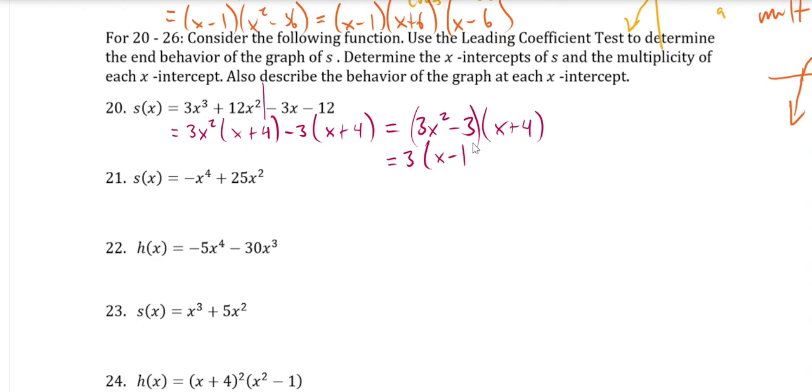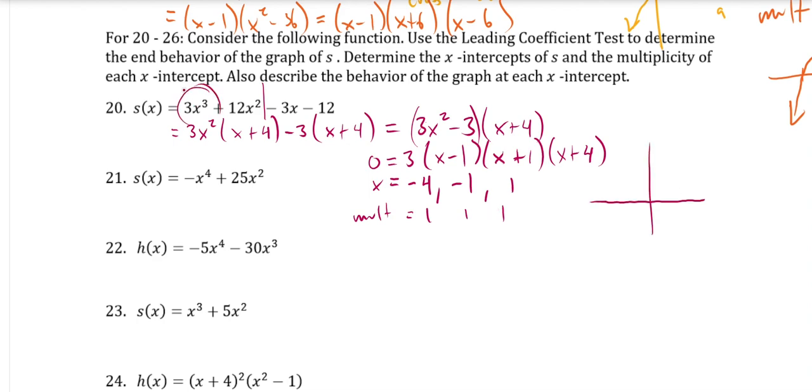And that factors as a difference of squares. Now, setting that equal to 0 and solving, we'll get x equal to -4, -1, and +1. And our multiplicities of these zeros are all ones, all odd. So our long-term behavior will resemble a positive cubic. Our inside behavior will cross -4, -1, and +1, giving me the following graph.